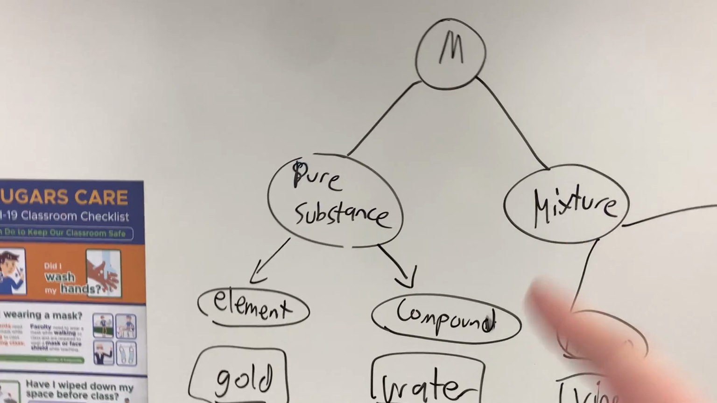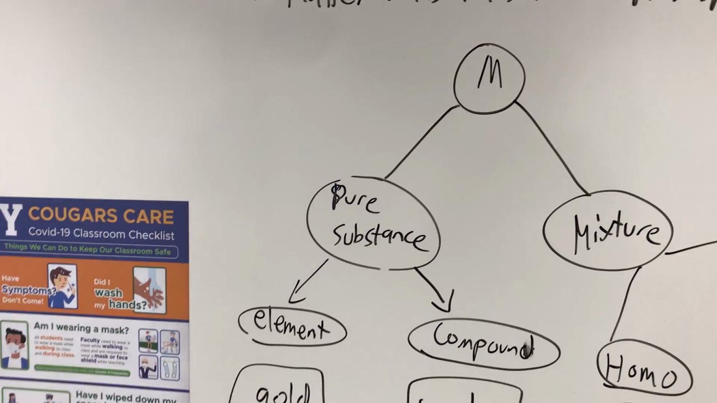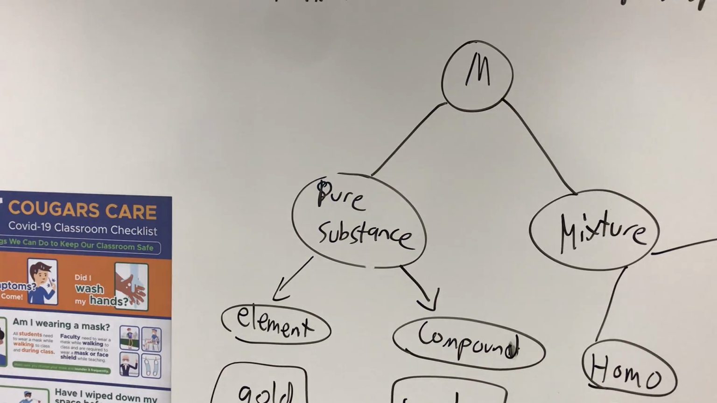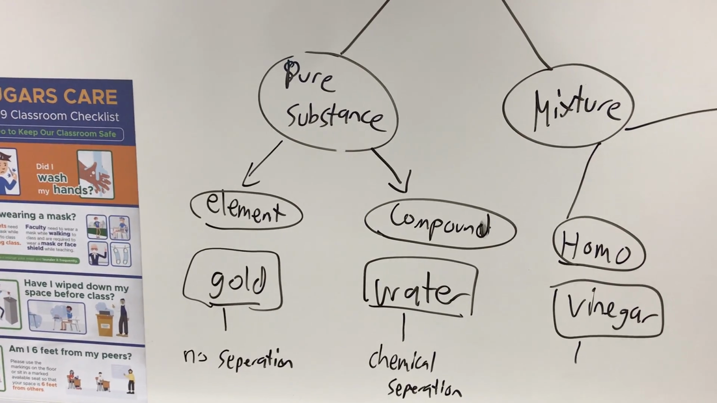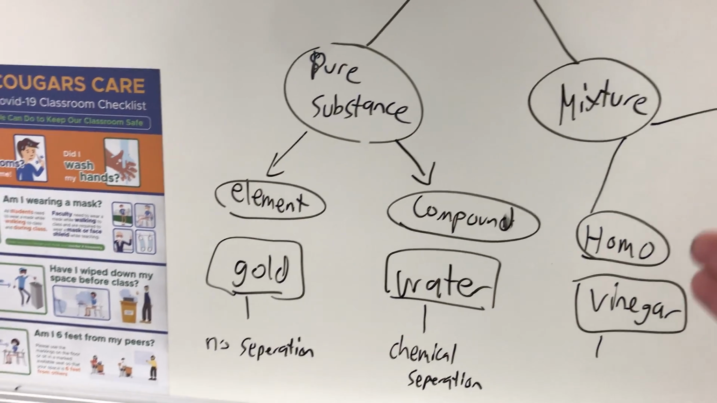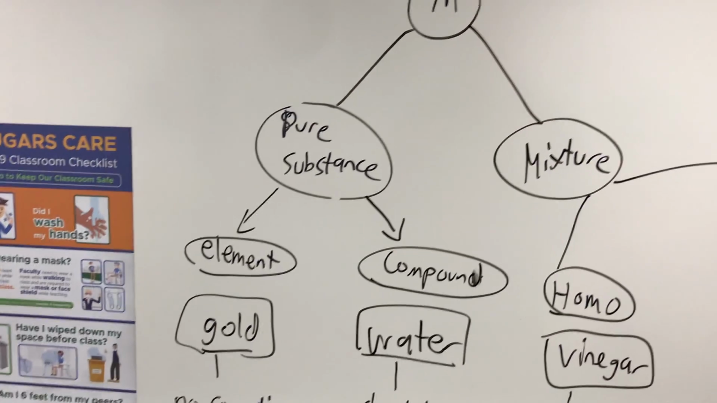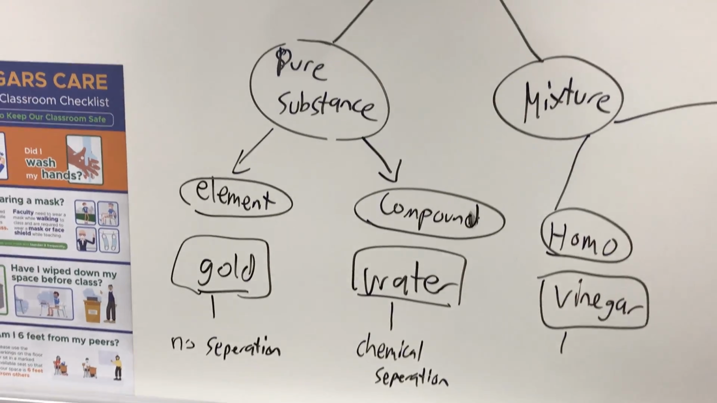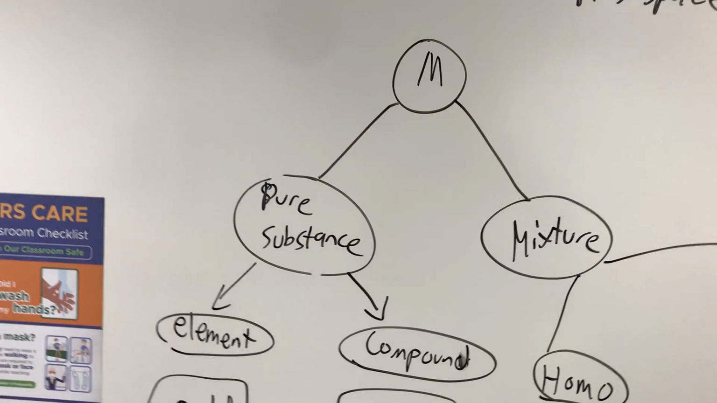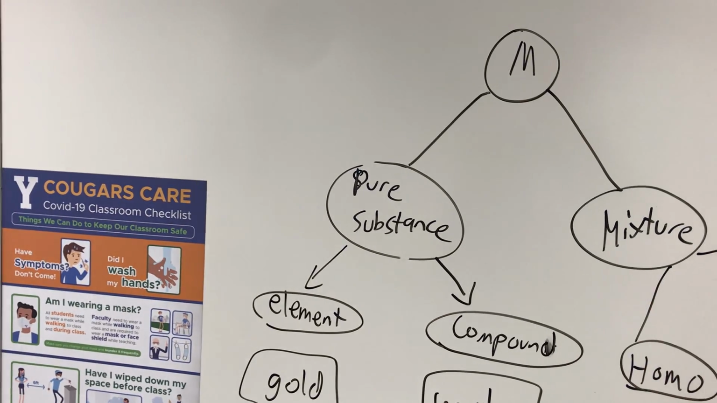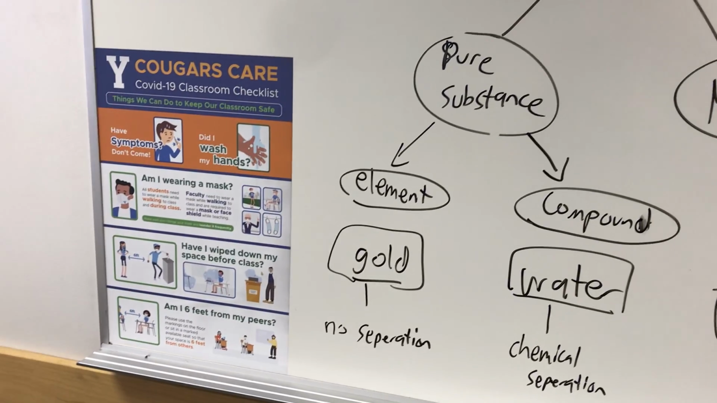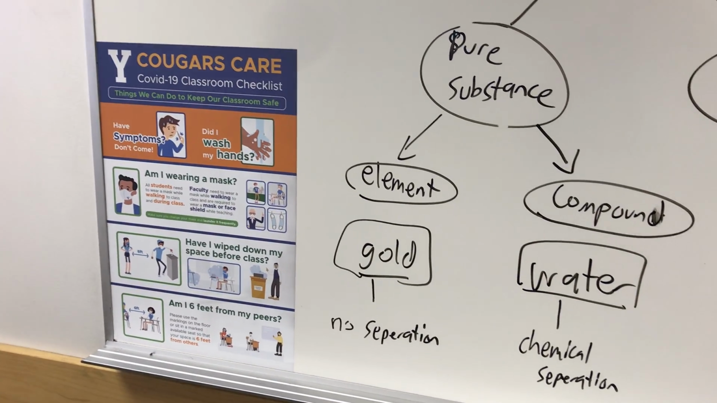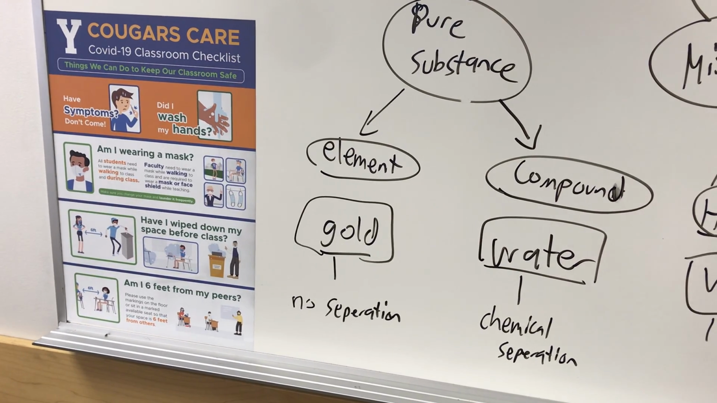So if a pure substance can be separated, it is a compound. So for example, water can be separated chemically; a chemical separation will break out the compound. Or if a pure substance cannot be separated, it is then an element, and a good example would be gold, and there's no separation in that instance.